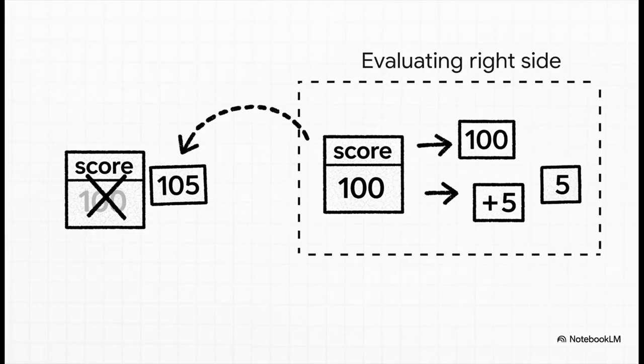Now, this is why they're called variables, because the stuff inside them can vary or change. Take a look at this line of code. Python is smart. It always, and I mean always, figures out the right side of the equal sign first. So it takes the current value inside score, which is 100, adds 5 to it to get 105. Then it takes that new result and puts it back into the score box, overwriting what was there before.